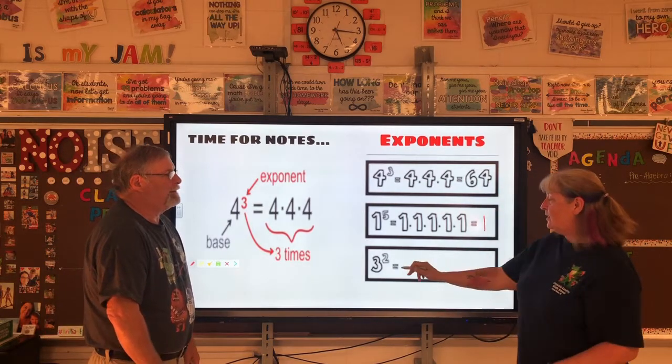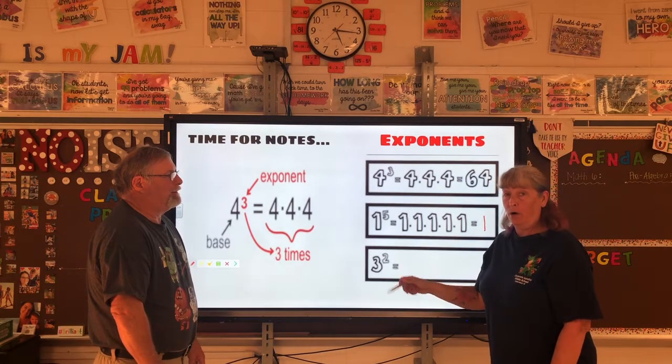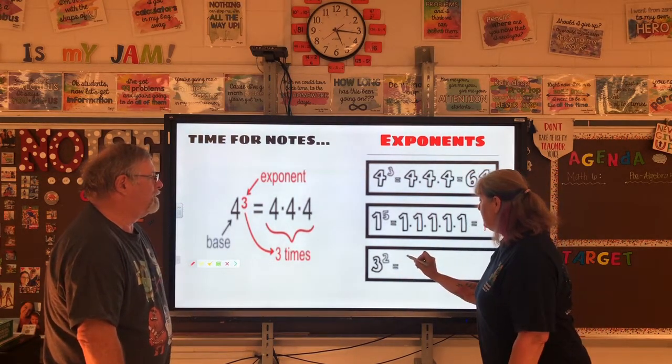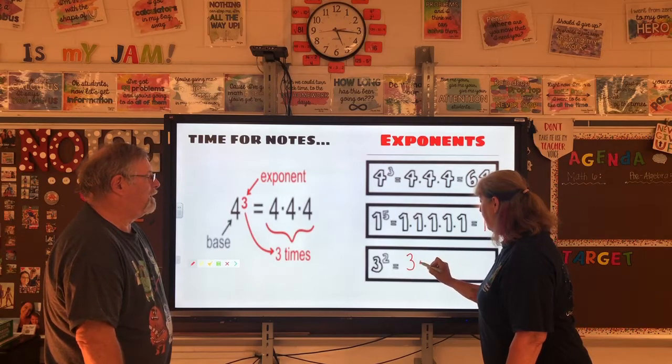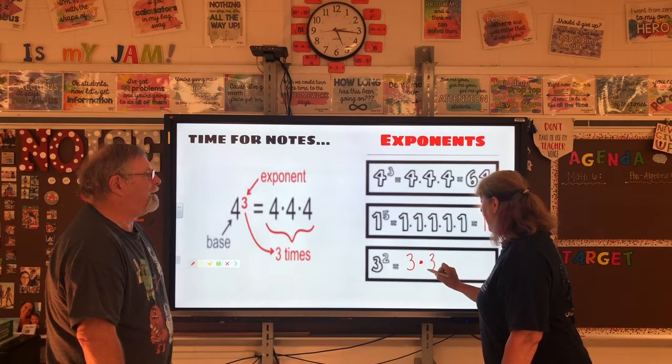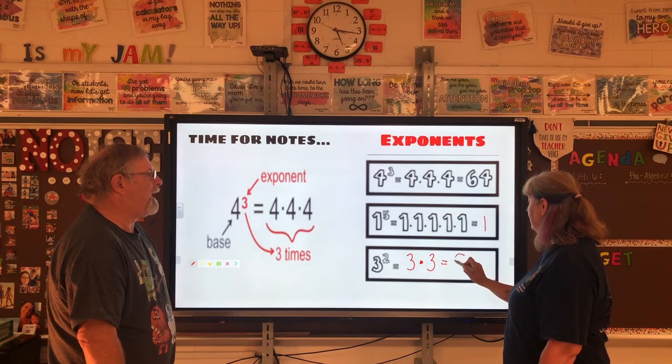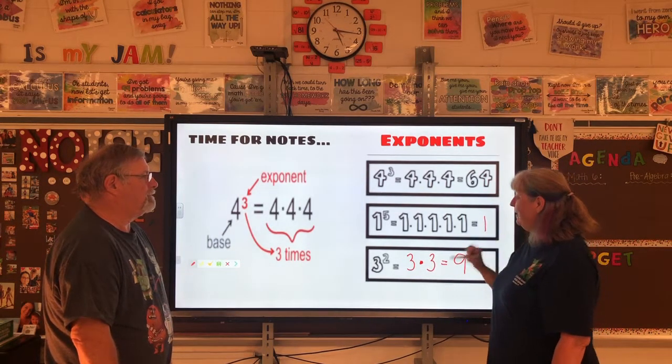But let's look at this one. Here's 3 to the 2nd power, also known as 3 squared. That means 3 is my base, and I'm going to write it down and multiply it times itself twice. So 3 times 3 is 9.